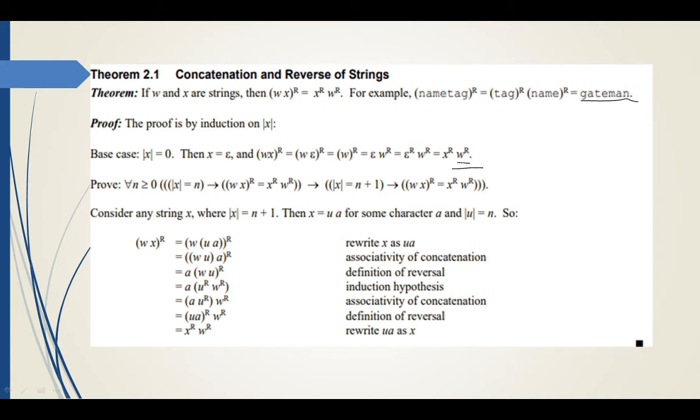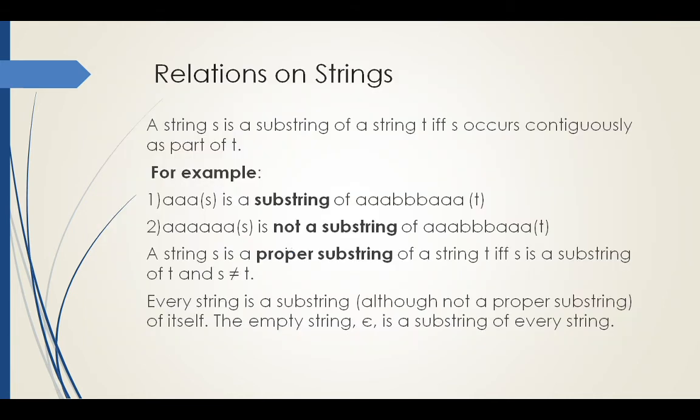The reversal of W. Suppose n is greater than 0, which means x is defining some symbols, then (W x) raised to R equals what? X raised to R and W raised to R. So first you are going to find the reversal of x, then you are going to find the reversal of W. Okay, so mod x, which defines what? Mod x equal to n plus 1, which implies (Wx) raised to R equals x raised to R and W raised to R. Okay, so this is a theorem for concatenation and reversal of the string.